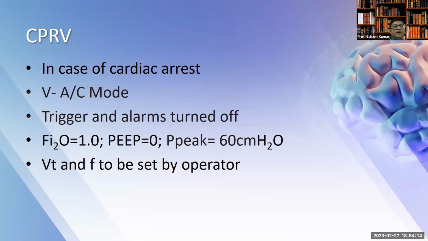And we know that whenever the chest compressions are on, we have to deliver 1 breath every 6 seconds, irrespective of whatever is going on, with an FiO2 of 1 till there is ROSC. So in this case, all you have to do is just press CPRV mode, and this is taken care of. The settings automatically change to FiO2 of 1, PEEP of 0, P peak of maximum 60 centimeters of water. However, the tidal volume and rate are to be set by the operator. So we set the tidal volume and rate as 10, and that is all you have to do, and it will take care of your ventilation during CPR.